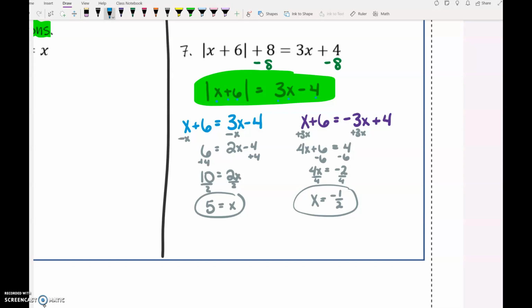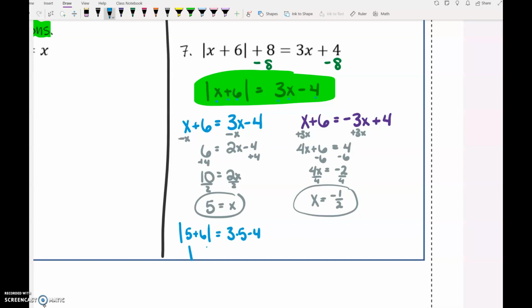Technically, we can plug it into the original equation, but it's just the easiest to find the version of the equation that has absolute value by itself on the left and non-absolute value on the right. So I'm plugging it in right up here. Absolute value of 5 plus 6 equals 3 times 5 minus 4.